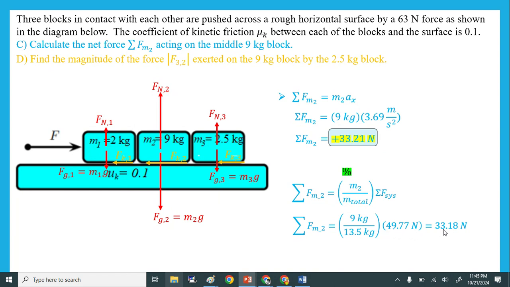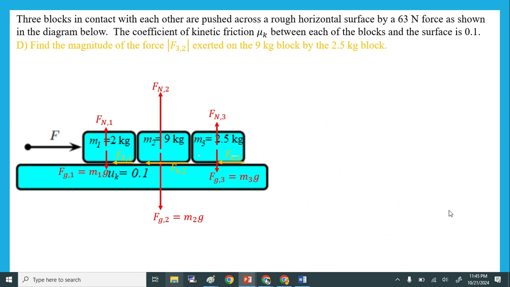Here is 33.18 newtons. Up here I got 33.21. As you can see, the difference is 0.03, give or take rounding errors. All right, let's do part D.